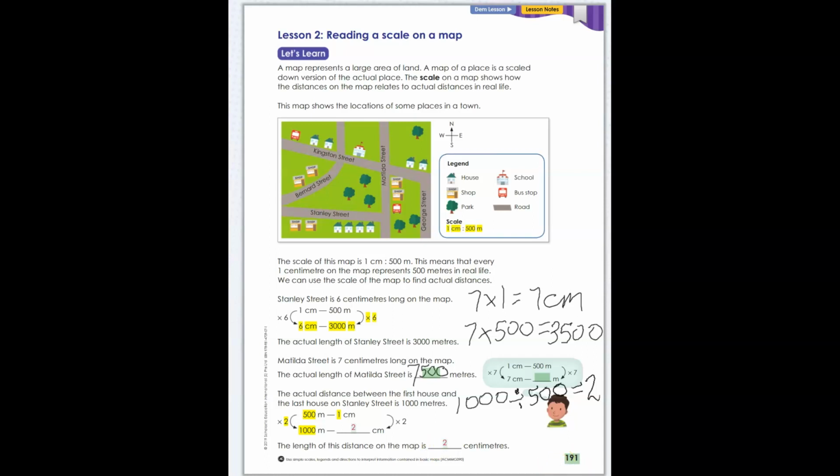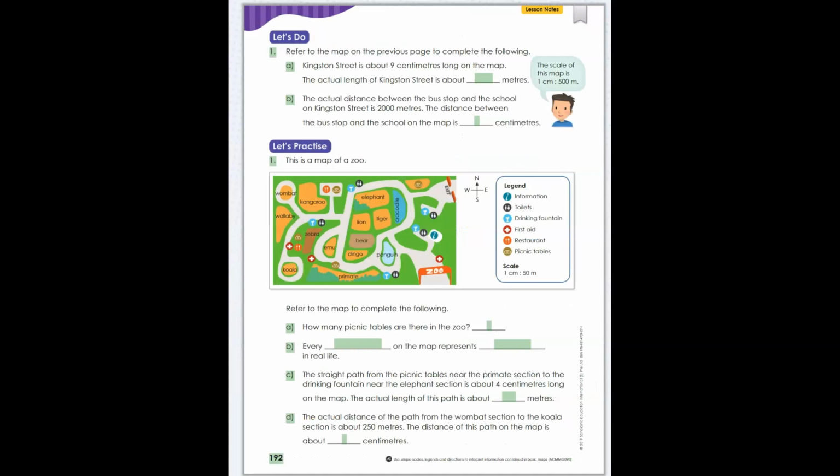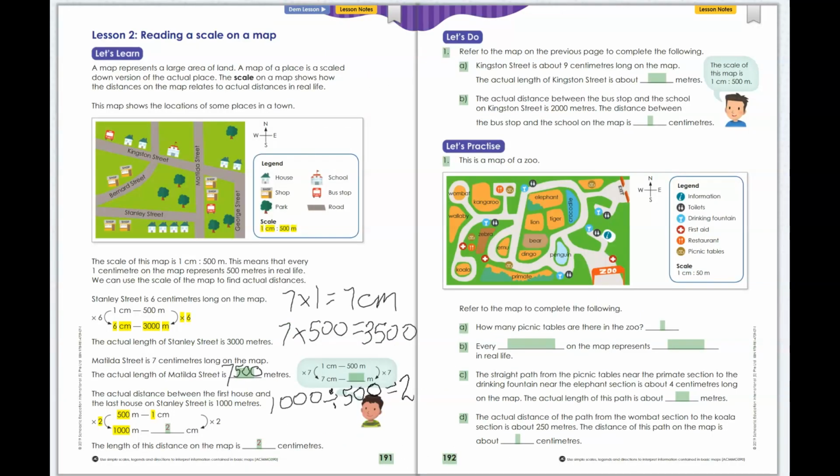So if I go to the next page, we've got refer to the map on the previous page to complete the following. Okay, so make sure that you're looking at that. So what I've done is I brought the 2 pages up so that you can see. So it says Kingston Street is about 9 centimetres long on the map. They're talking about the map over here. Hopefully you can see my highlighter. It says the actual length of Kingston Street is about however many metres. Remember, you're going to have to do 9 times 1, 9 times 500.